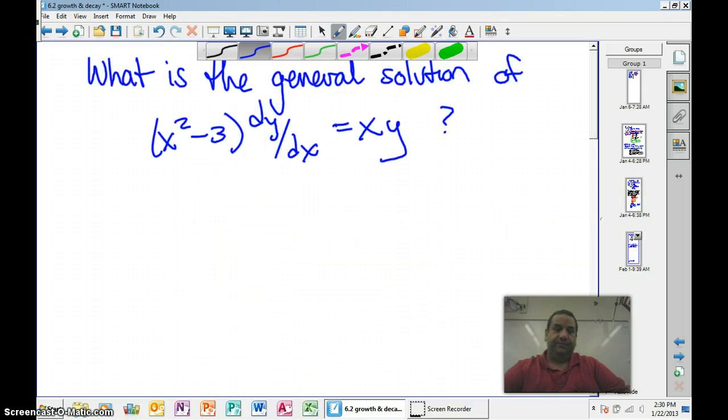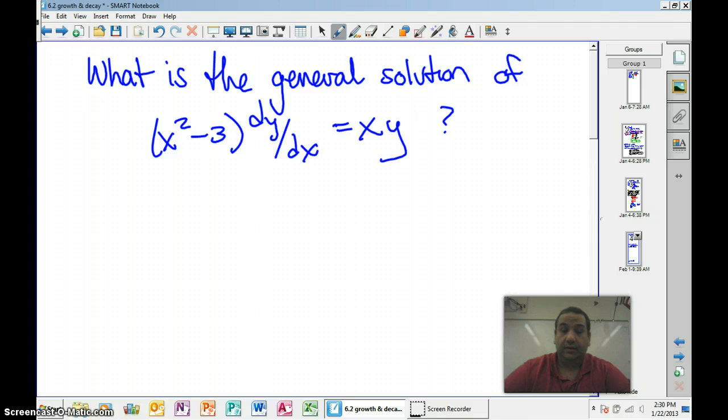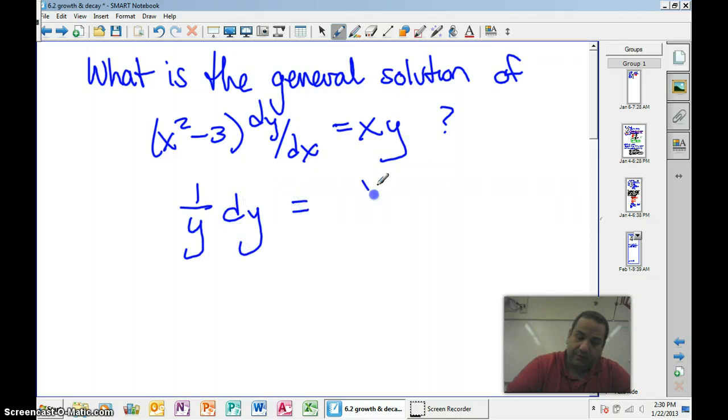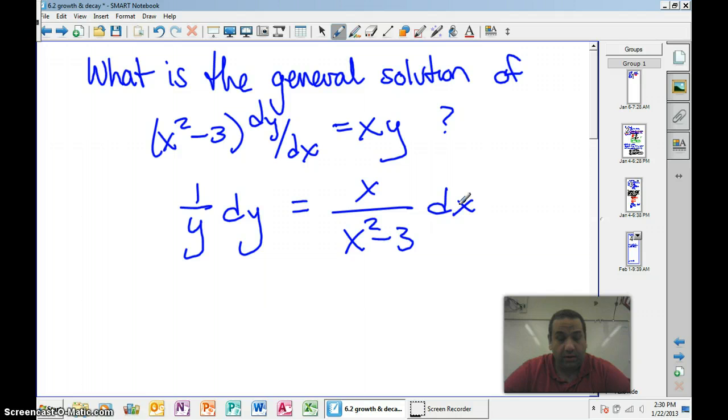Let's continue. Here we go. What is the general solution of this thing? Well, I'm going to mix them up so I see x and y. I have x's on one side, y's on the other. So I'm going to divide both sides by y. I'm going to have 1/y dy. I'm going to move that guy to the other side. So it's going to be x over x squared minus 3, and I'm going to put the dx over there. And there we go. All right.